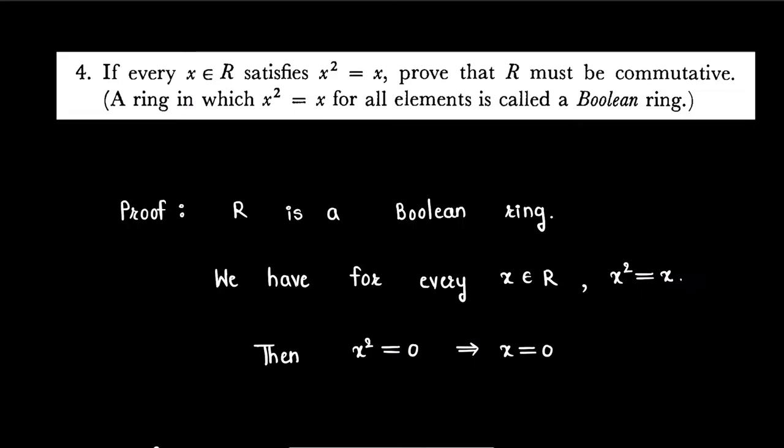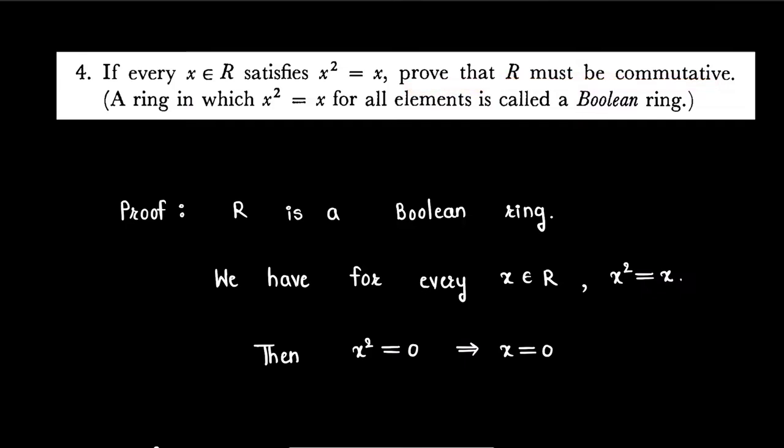In this video, I am going to solve an exercise question from the book Topics in Algebra, chapter 3, Ring Theory. The question is: if every x in R satisfies x square is equal to x, prove that R must be commutative.